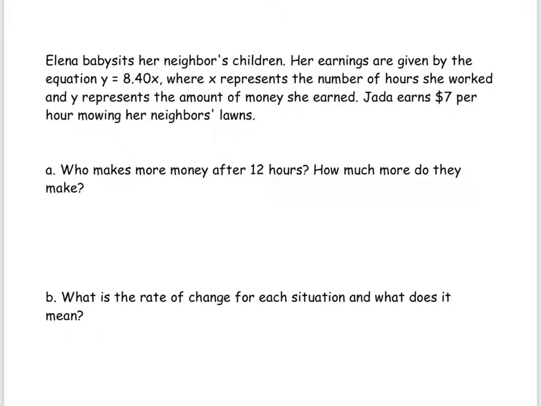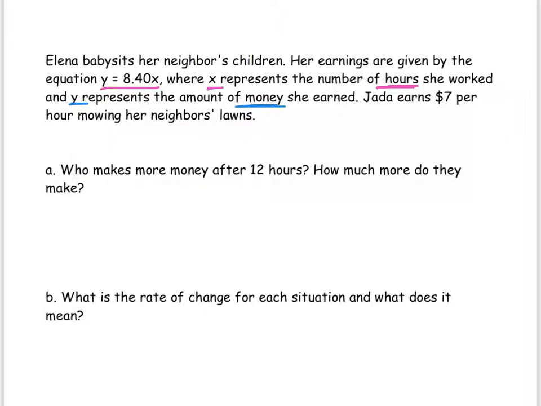Today we're going to compare proportional relationships and use equations to solve further problems. So this first problem says Elena babysits her neighbor's children. Her earnings are given by the equation y equals 8.40x, where x represents the number of hours she worked and y represents the amount of money she earned.